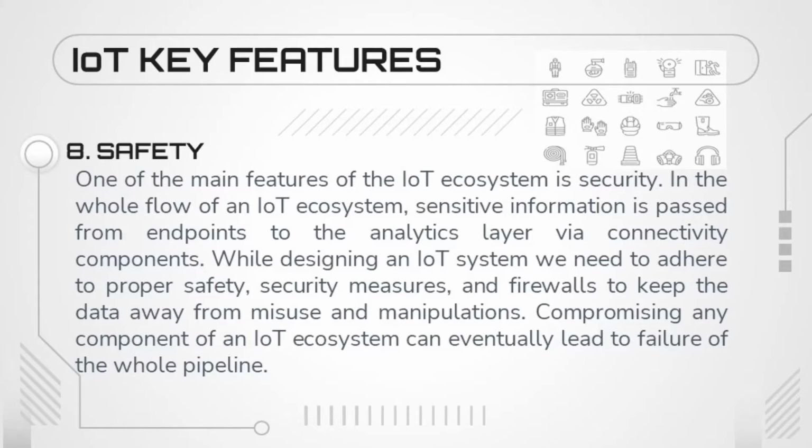Safety. One of the main features of the IoT ecosystem is security. In the whole flow of an IoT ecosystem, sensitive information is passed from endpoints to the analytics layer via connectivity components. While designing an IoT system, we need to adhere to proper safety, security measures, and firewalls to keep the data away from misuse and manipulations. Compromising any component of an IoT ecosystem can eventually lead to failure of the whole pipeline.